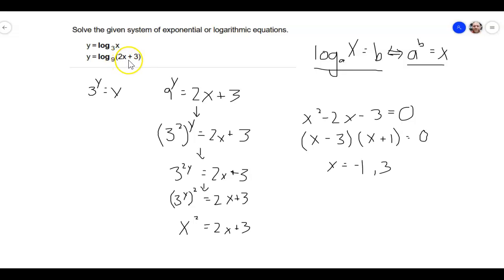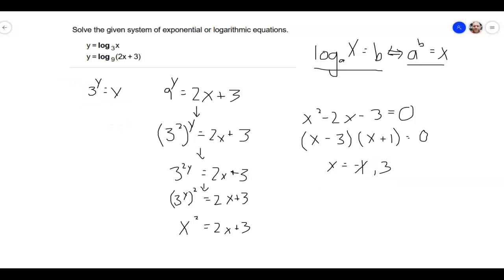So negative 1 and 3 work fine in there, but up here, if I put a log base 3 of a negative 1, it's not going to work. Why? Because the domain of log functions is from 0, not including 0, to infinity. So we can't put anything negative in a log function. So this is out. So 3 is going to be my only answer that works.